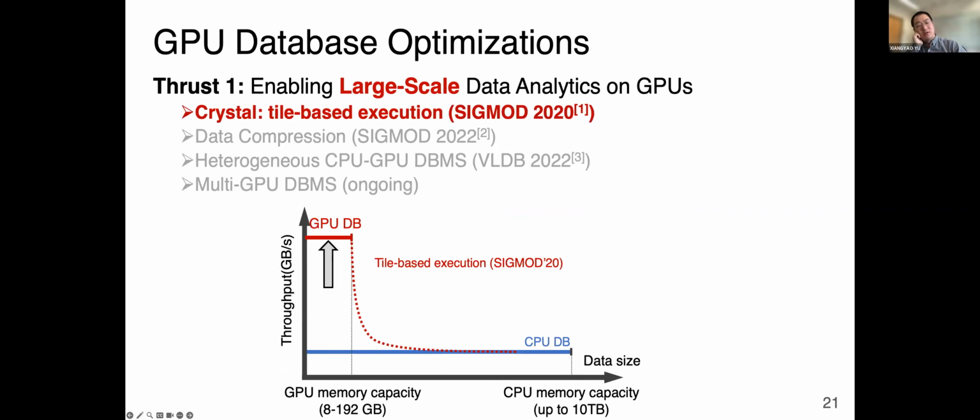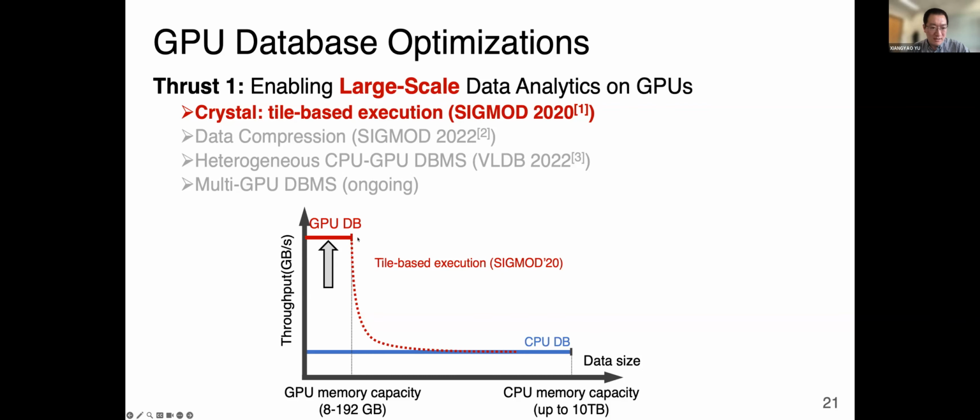The first work is Crystal, which introduces a new execution model called tile-based execution. This is a framework where you can make GPU query processing really, really fast. I'm going to keep showing a figure like this slide, and eventually all the optimizations will fit into this figure. How you read this figure: the x-axis is the data size. If your data size is small and fits in GPU memory capacity, then your throughput on the y-axis will be really high, because your data is in GPU and you're doing the entire query processing in GPU.